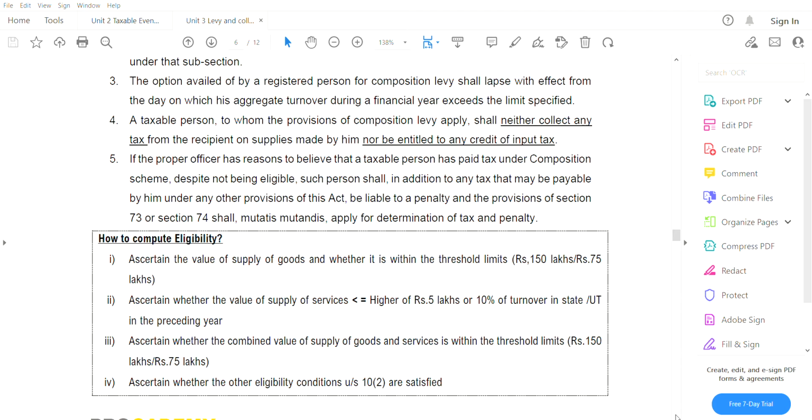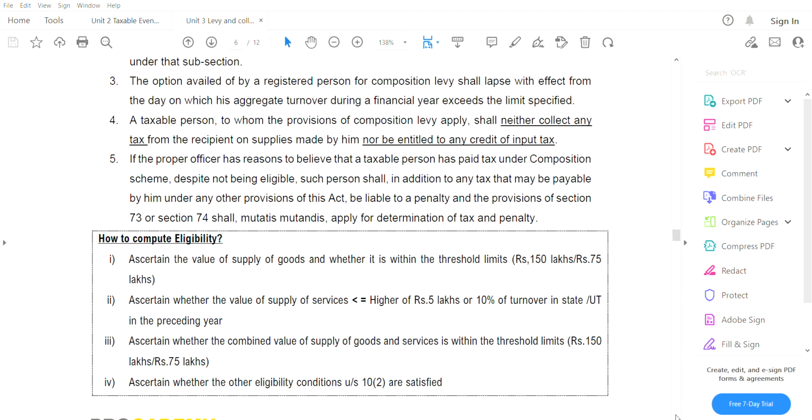So a taxable person who is covered under composition levy can neither collect the tax nor be entitled to credit of input tax. Now, if accounting a regular person, you will recognize your output tax liability as a liability. You will recognize your input tax credit as a current asset. You will set off both, and the net liability you will be paying to the government.